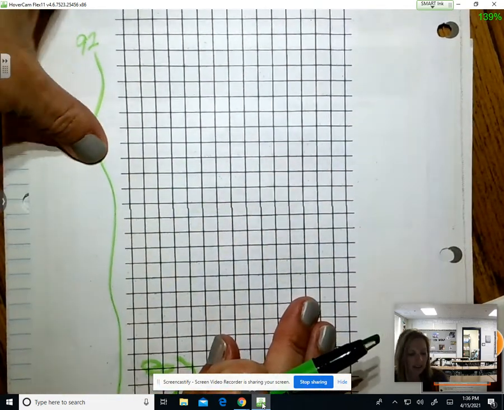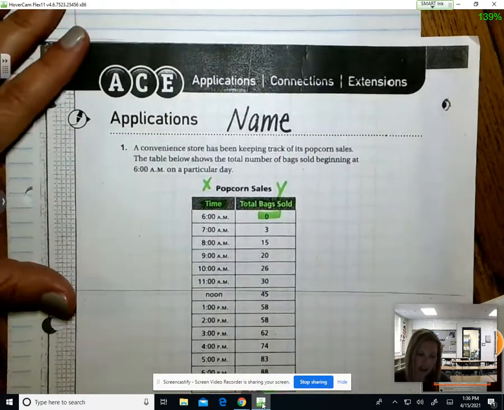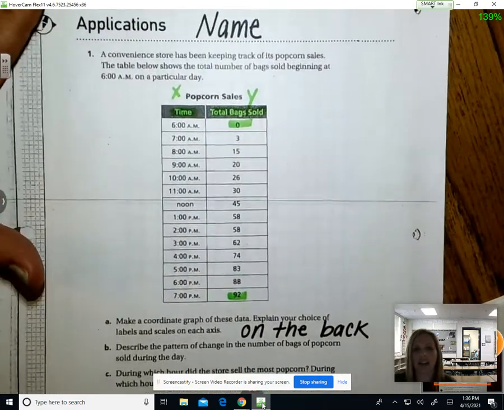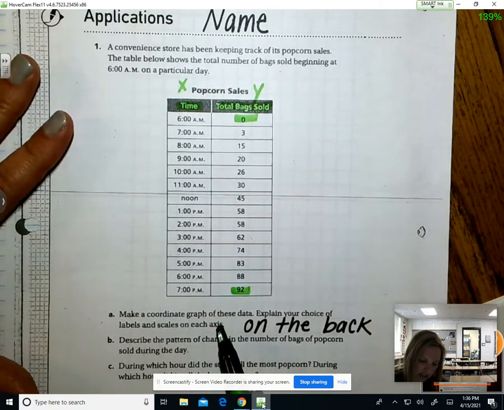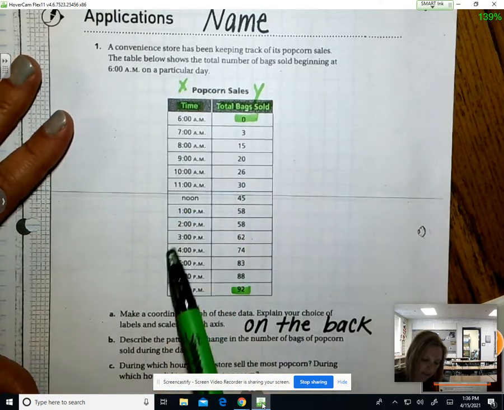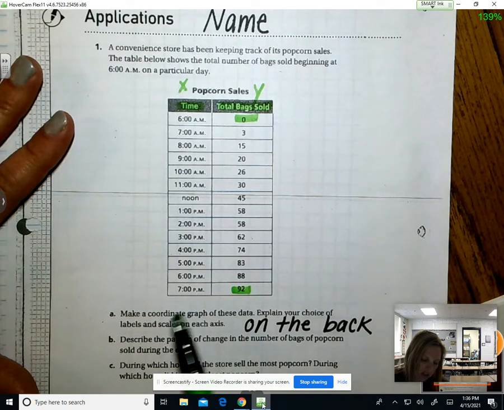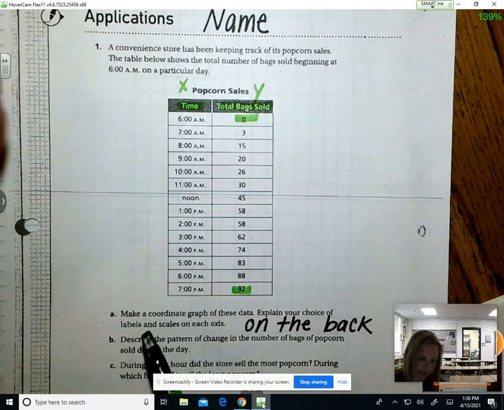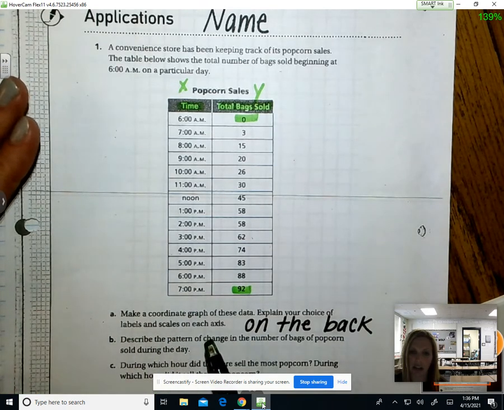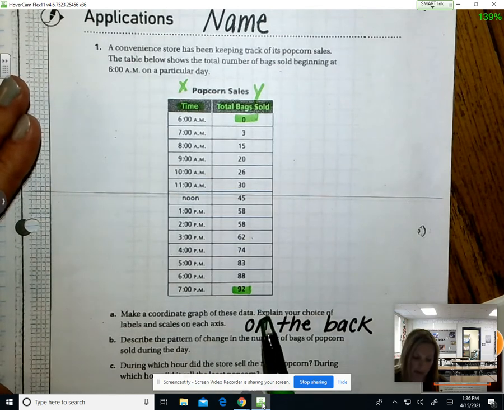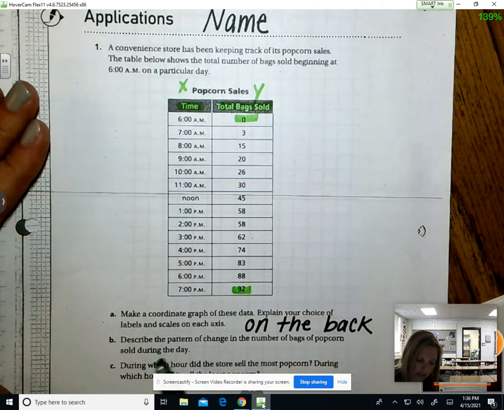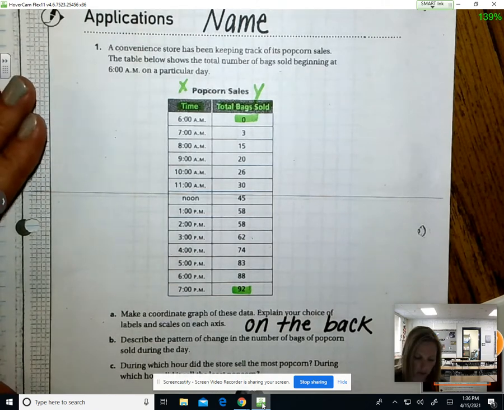Okay, so looking back here, it is asking you on the graph on the back to make sure that you are plotting all of these points. Make sure that you have your labels and that you have your X and Y axis intervals numbered. It says here to make sure you answer these two questions as well.